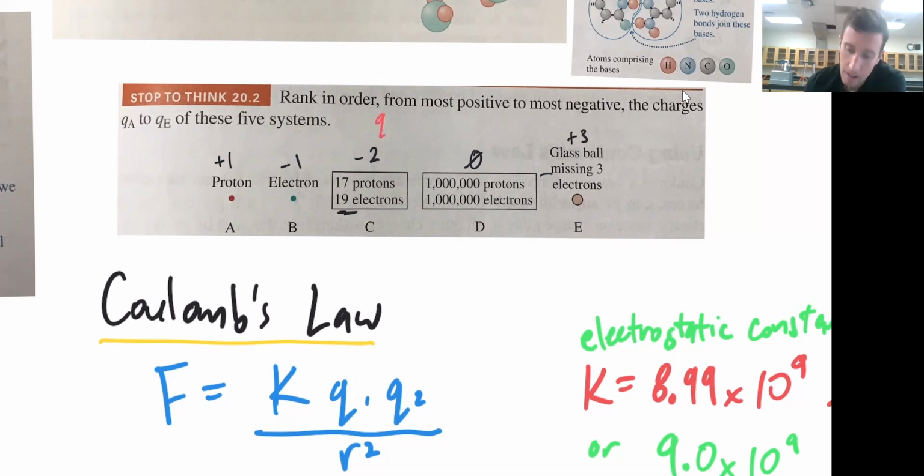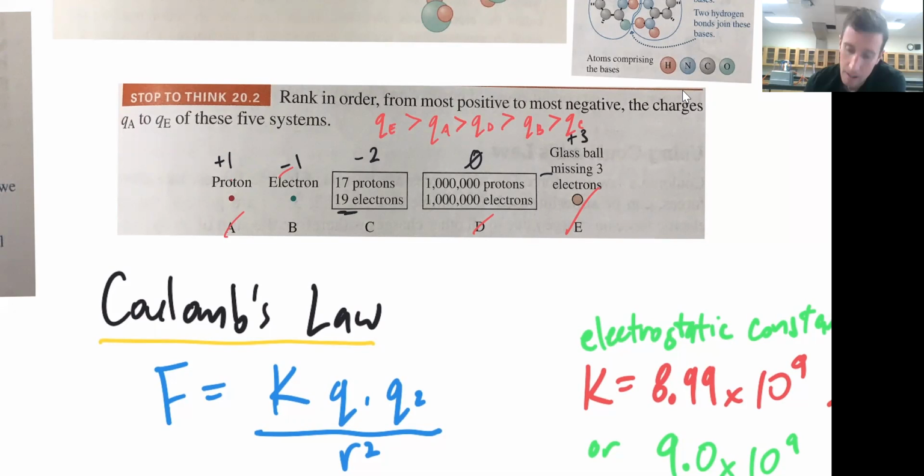So from most positive to most negative, that would be, let's see, QE is the most positive, and that's going to be more positive than QA, and that's going to be more positive than neutral, QD, which is going to be more positive than -1, QB, which is going to be more positive than QC, so that would be the most negative, at -2.